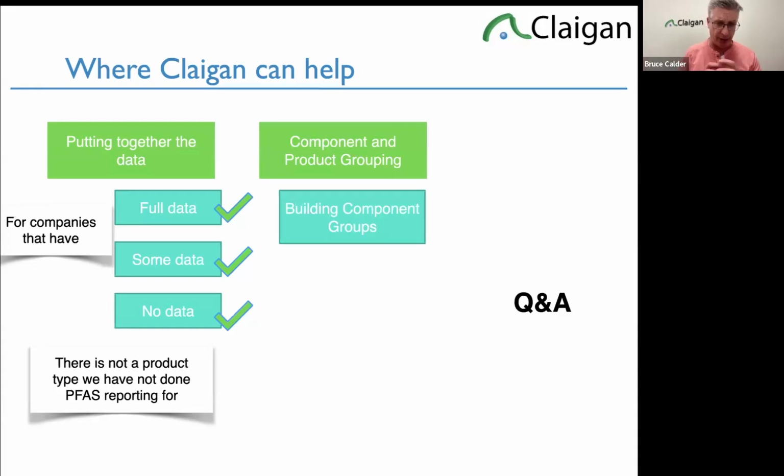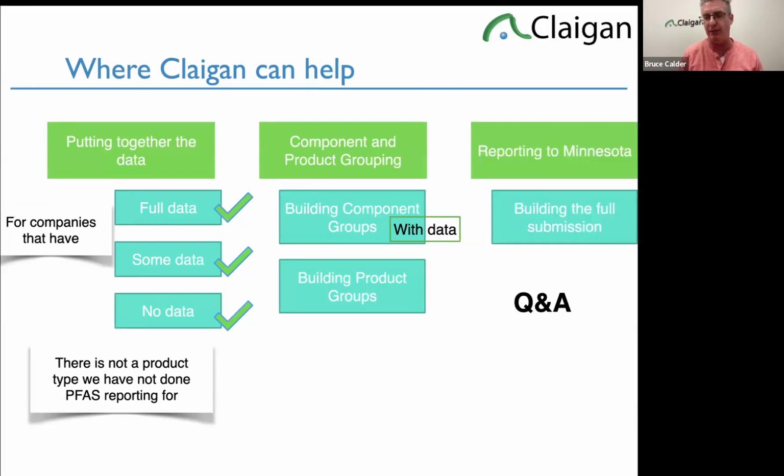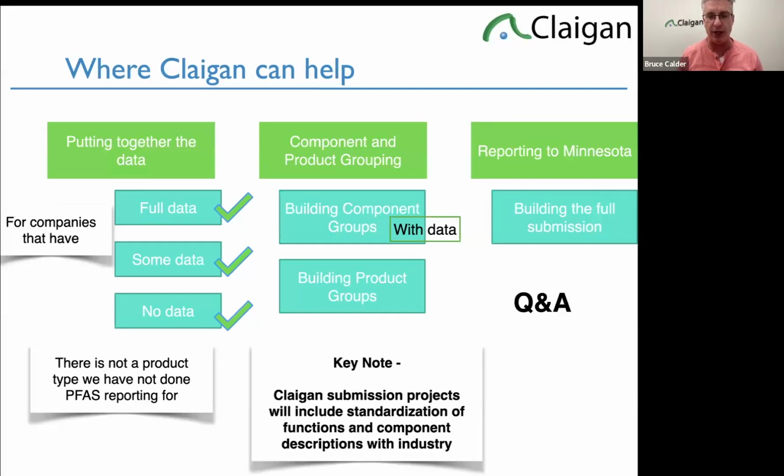Component product grouping, we can build the component groups, which everything's based on. And that's the technical part. With the data, it's technical. And build the product groups, and then create the submission for Minnesota. We can help you with any phase. We're really good at it. And again, anybody doing submission projects with us will have a standardization component, which is great. Where basically you get to see not each of those products, but what the different PFAS functions are, comment on it, and use standardized, agreed upon function and component descriptions, which is way better.